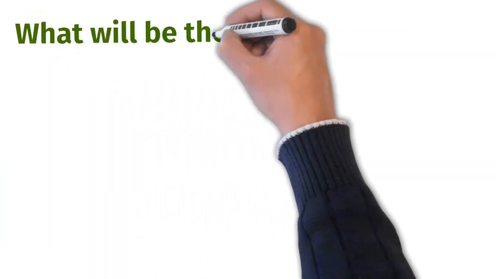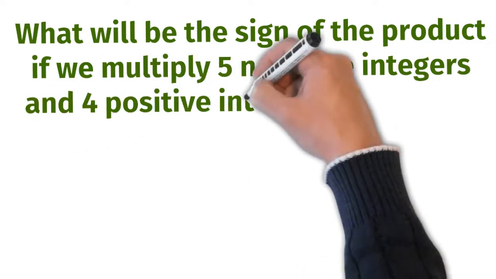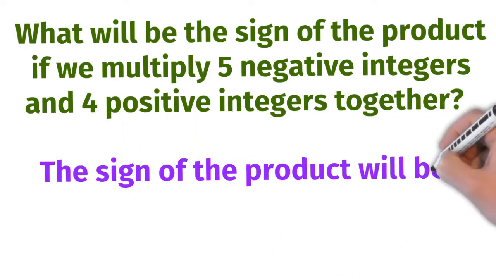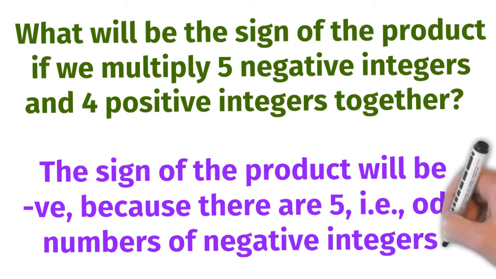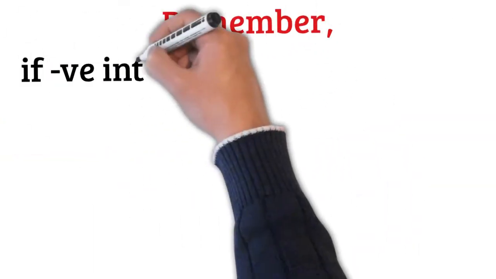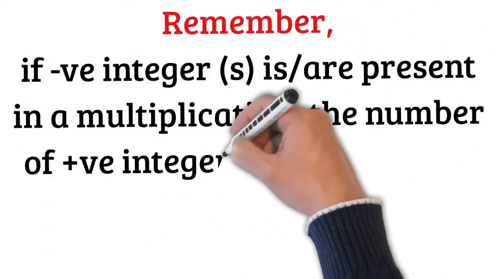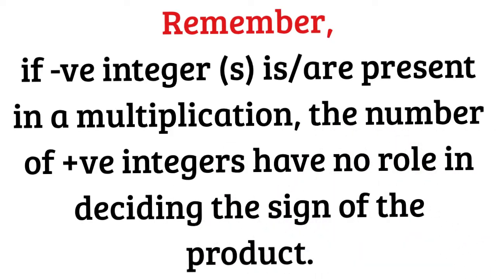And what will be the sign of the product if we multiply 5 negative integers and 4 positive integers together? The sign of the product will be negative because there are 5, that is odd number of negative integers. Remember, if negative integers are present in a multiplication, the number of positive integers have no role in deciding the sign of the product.